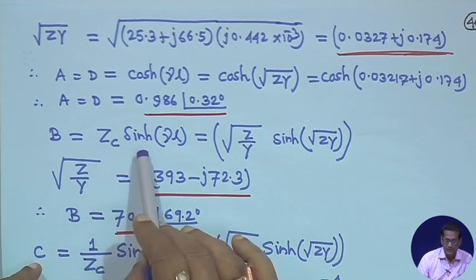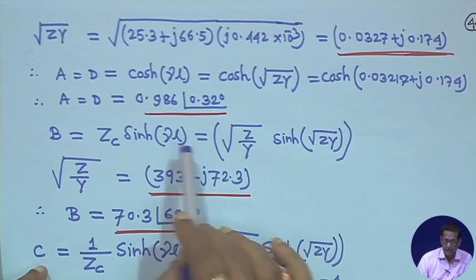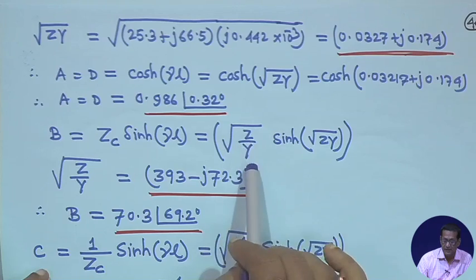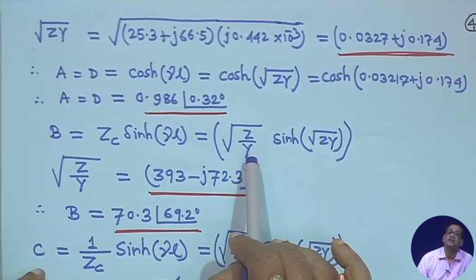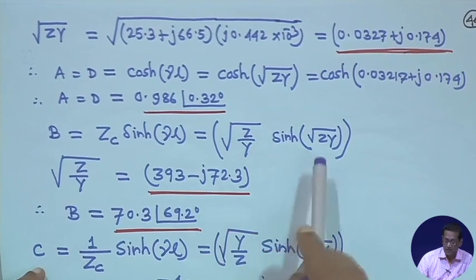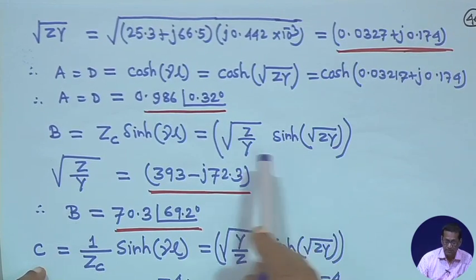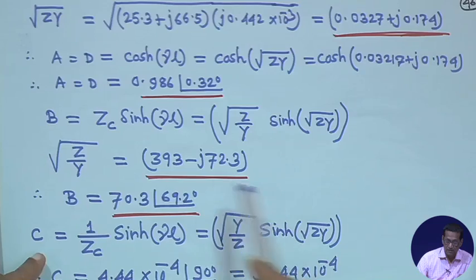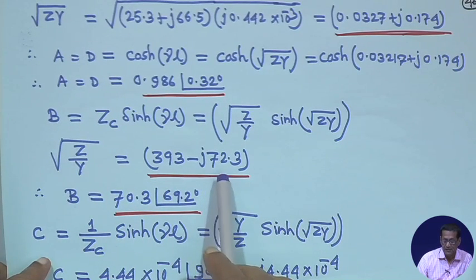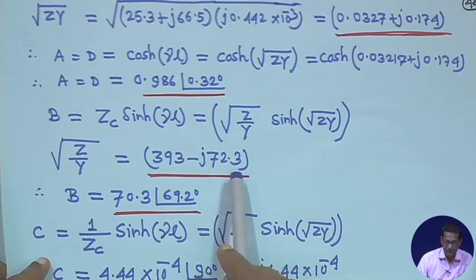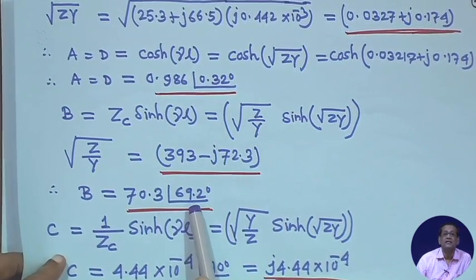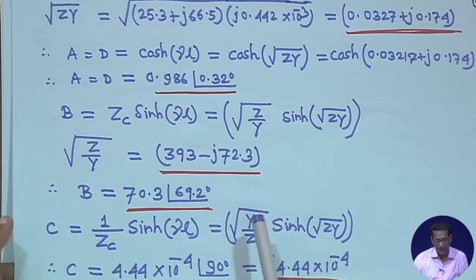And B is equal to ZC sinh γL, and ZC is equal to root over capital Z upon capital Y. Earlier also all these terms and definitions have been given. So, sinh root over ZY. If you substitute root over Z by Y, if you compute, it will be 393 minus j 72.3, and hence B, if you substitute here, you will get 70.3 angle 69.2 degree.